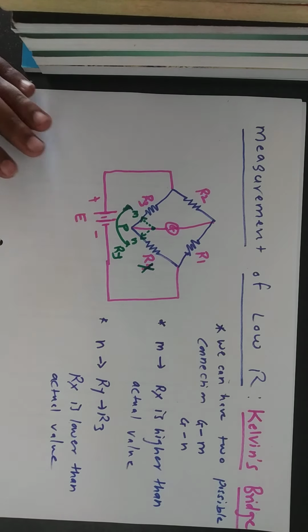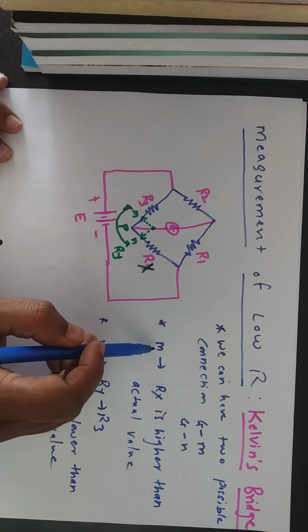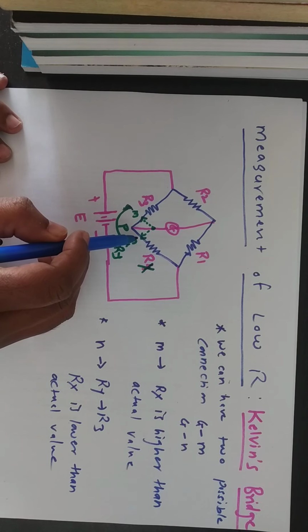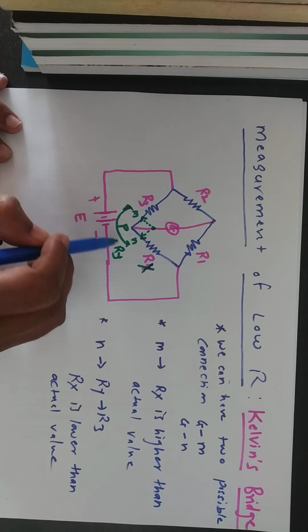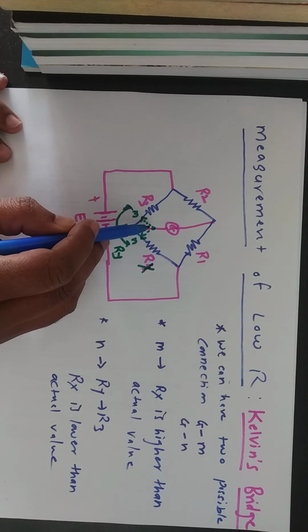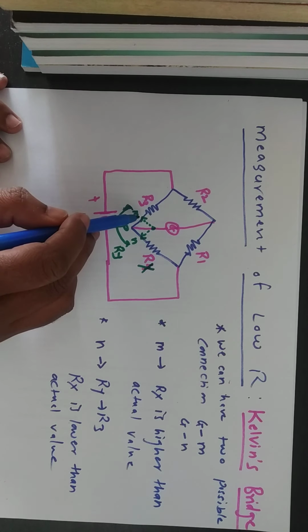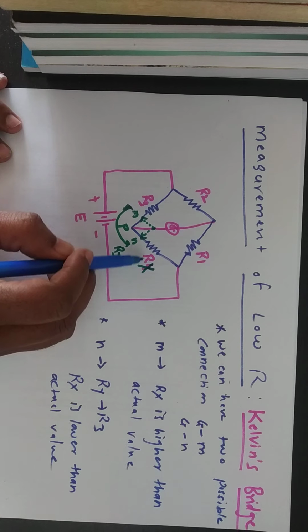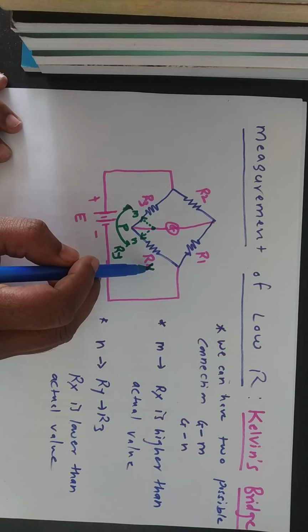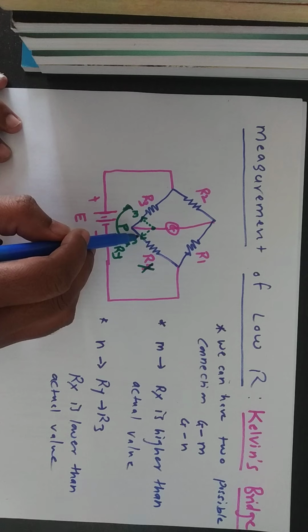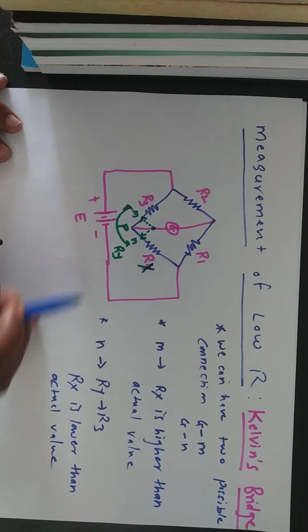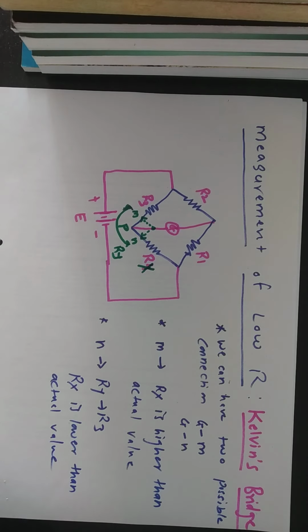Okay, so there are 2 possible combinations. When you connected this galvanometer to point M, this Ry is added to Rx. When you connected this galvanometer to point N, this Ry is added to R3. So in the first case, when you connected to point M, this Ry is added to Rx, so Rx is higher than the actual value. And when you connected this to point N, this Ry is added to R3, so Rx is lower than the actual value. So these are the 2 possible combinations in the case of these 2 connections.